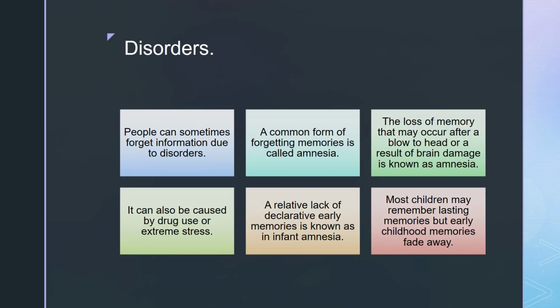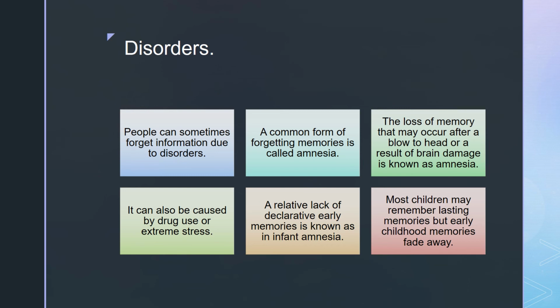Now, there are some disorders in terms of memory. People can sometimes forget information due to disorders. A common form of forgetting memories is known as amnesia, and this can occur after a blow to the head or as the result of brain damage. It can also be caused by drug use or extreme stress.